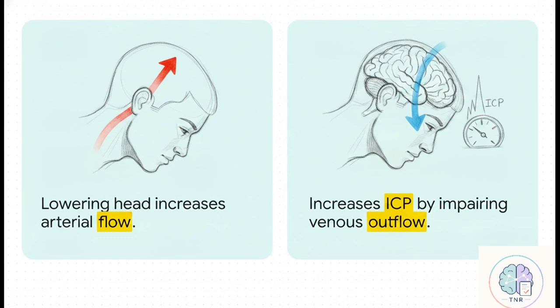Now, parameter 10, head elevation, comes with a very direct physical trade-off. Think about it. Lowering the patient's head increases the arterial blood flow up to the brain. Sounds good, right? However, it simultaneously and dangerously impairs venous outflow back down to the heart, and as we know, that actively spikes the intracranial pressure.